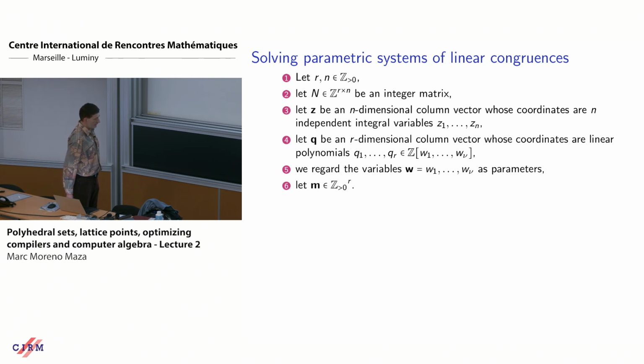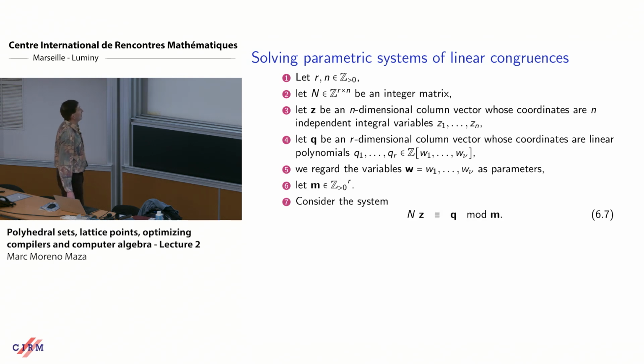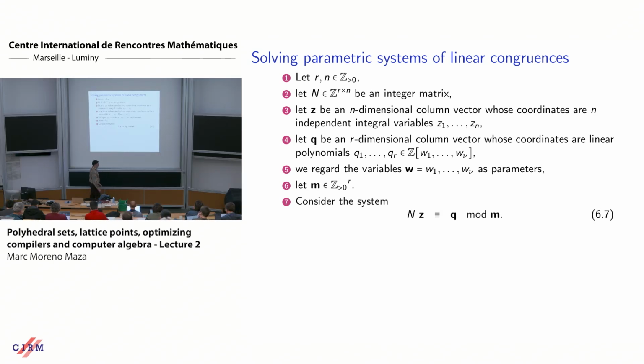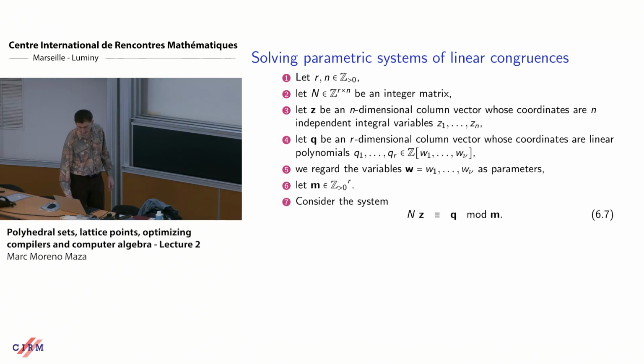And last, we have a vector m of positive integers. And what we are dealing with is something of the following form. So it's a system of congruences. Again, we have the matrix N, the vector z, congruent to q, which is our vector of linear polynomials, modulo m, meaning by this that each row is congruent to one of the coefficients in the vector m. So a sort of, I would say, parametric multivariate CRT.